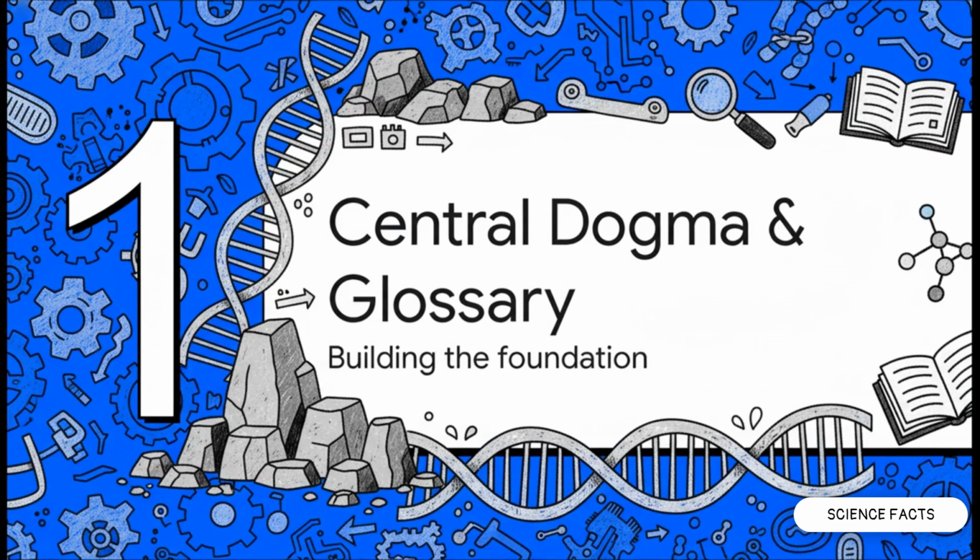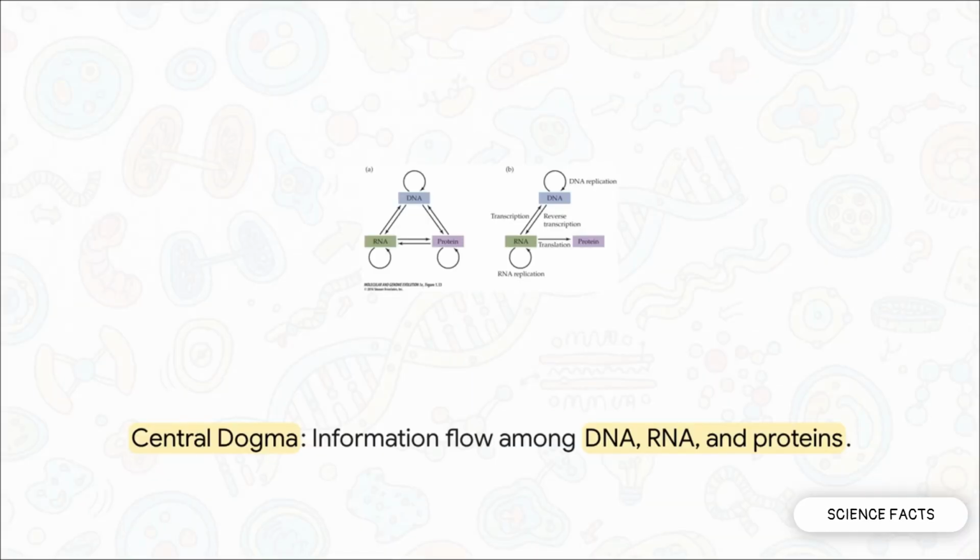Kicking things off with Section 1, Central Dogma and Glossary. So if there is one absolute unbreakable rule in molecular biology, it's Francis Crick's central dogma. It's basically the ultimate flow of information in nature. Information is securely stored in your DNA, it gets transcribed into RNA, and then that RNA is translated into proteins. And those proteins go on to do almost all of the heavy lifting in your cells. Honestly, understanding this directional flow is the absolute key to everything else we're going to cover today.